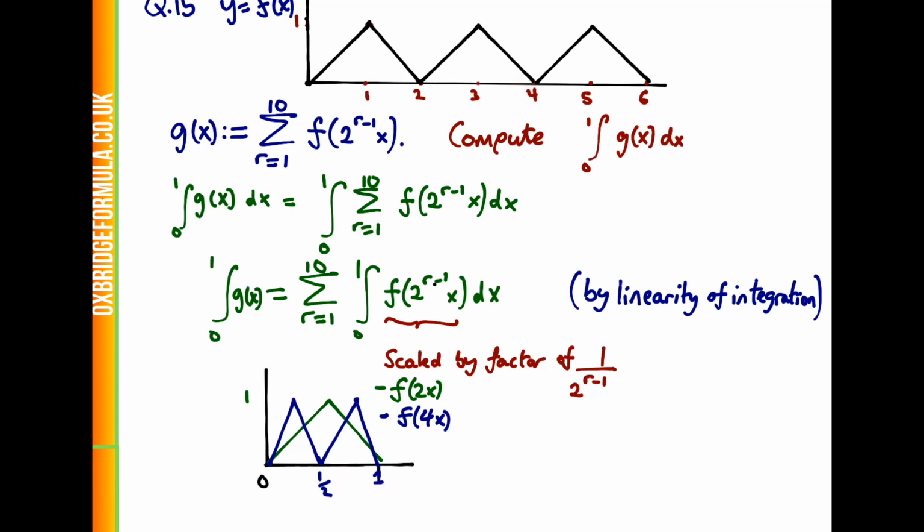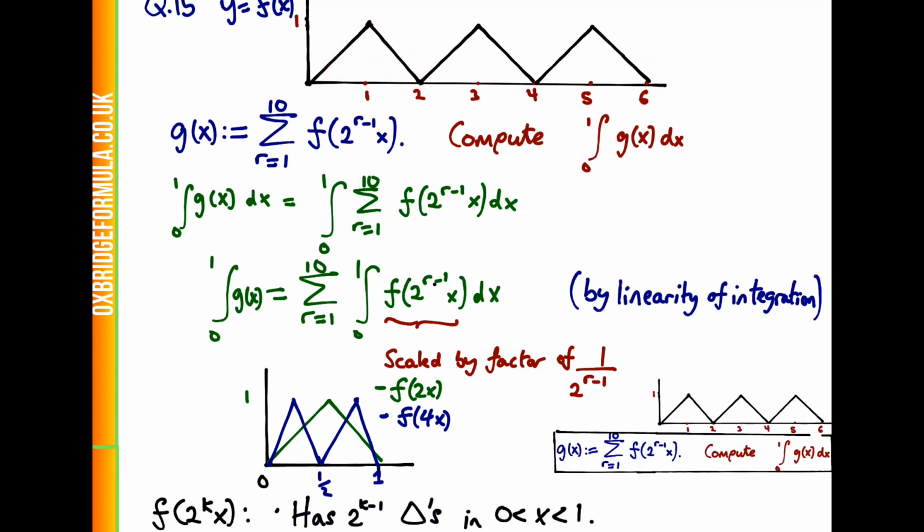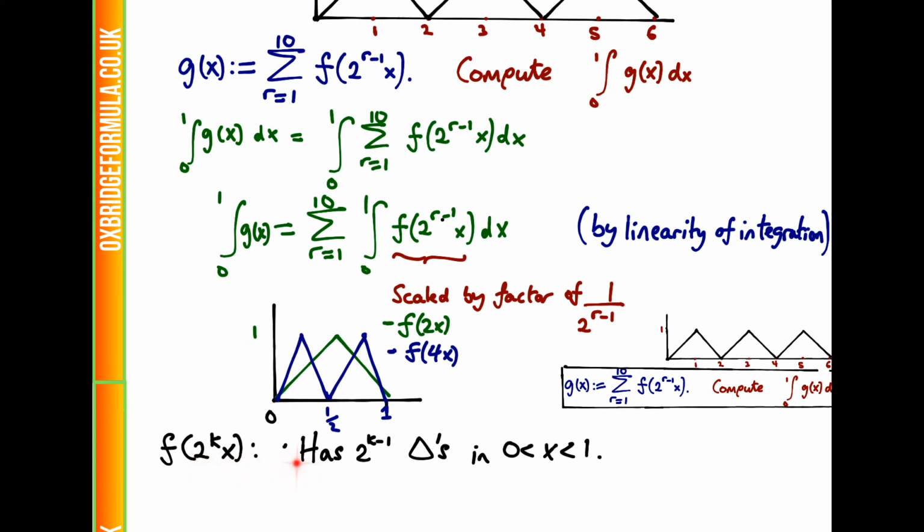So how might this generalize for higher powers of x? Well, we notice that we get a new triangle after you pass every 2 units. So for f of 6x, for example, we're going to have 3 triangles in 0, 1. So by that logic, for f of 2 to the k x, we have 2 to the k minus 1 triangles in the 0, 1 region.